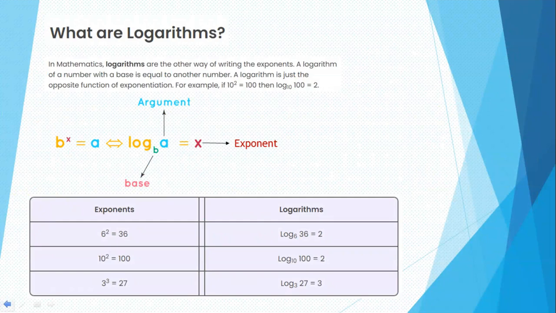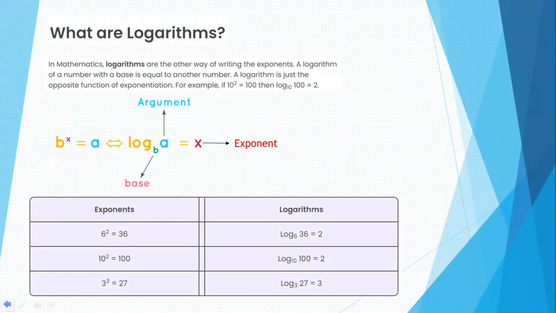Similarly, log 100 to the base 10. So the base is 10. 10 should be multiplied with itself how many times in order to get 100? It is 2 times. Similarly, here we have log 27 to the base 3. What does this mean? This means how many times 3 has to be multiplied with itself in order to get 27? 3 multiplied by 3 multiplied by 3 is 27. So I have to multiply 3 by itself 3 times in order to get 27.